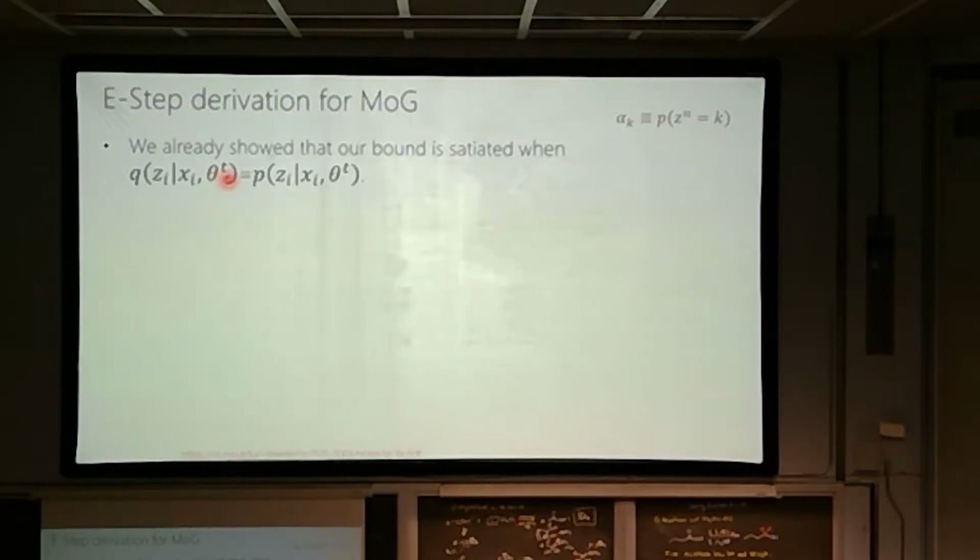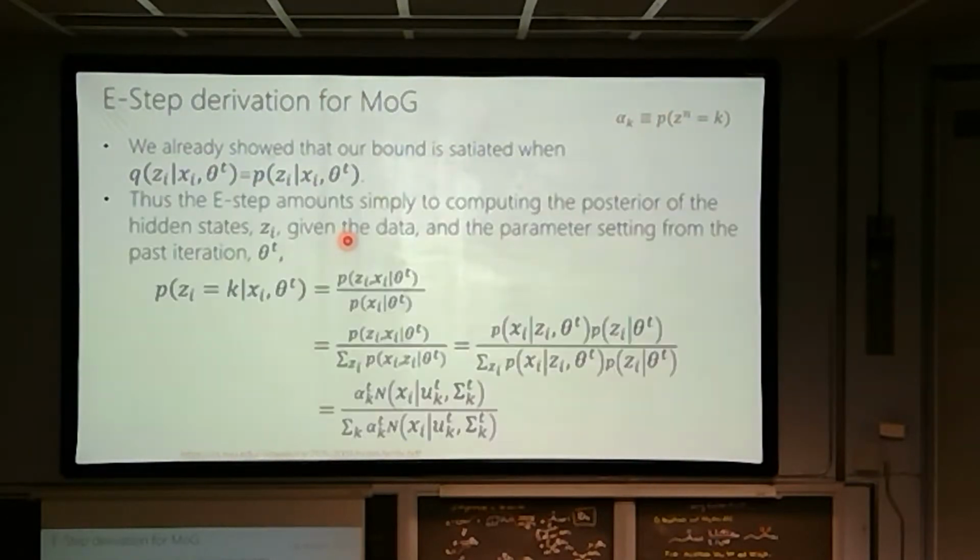Okay, so for the E step, there's not really a derivation here, because we already showed that when I set Q equal to the posterior, then the bound is satiated. So if I want to maximize the free energy with respect to Q, I just set it equal to the posterior, because that's the best I can do. That actually just is the E step. I won't go through it, because we already showed this is just Bayes' rule. How do I get that thing? I use Bayes' rule, and then it looks like this.